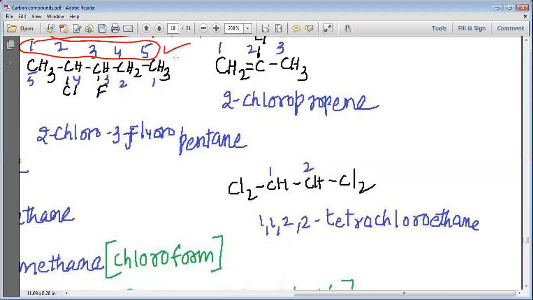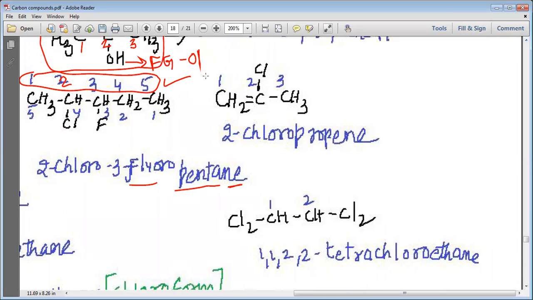So by giving priority to chloro, we write it as 2-chloro, 3-fluoro, and 5 carbons, so pent, and there is no double bond, so ane. It's 2-chloro-3-fluoropentane.